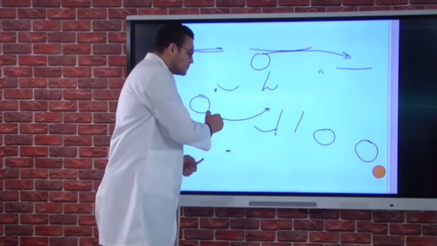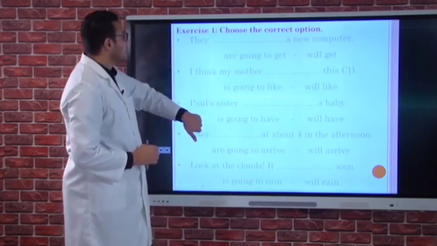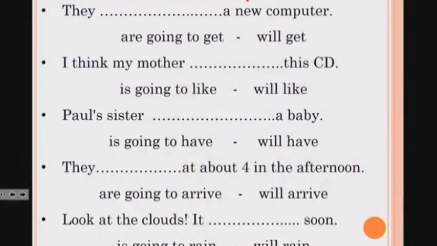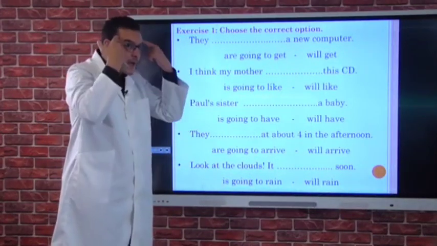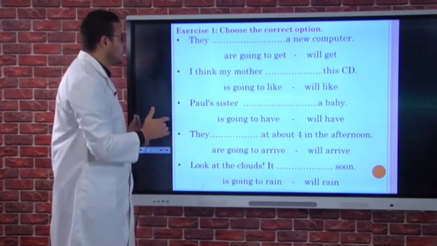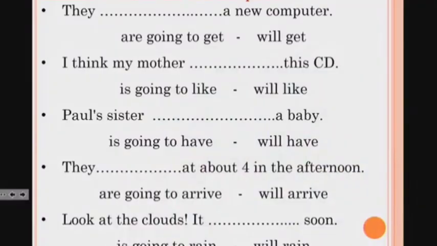Great. The last exercise in grammar, we need to circle or choose the correct option. We have they, a new computer, are going to get or will get. I don't have a computer and I have a plan in my head. Do I say they will get or are going to get? Of course it's are going to get, because it's a future plan.